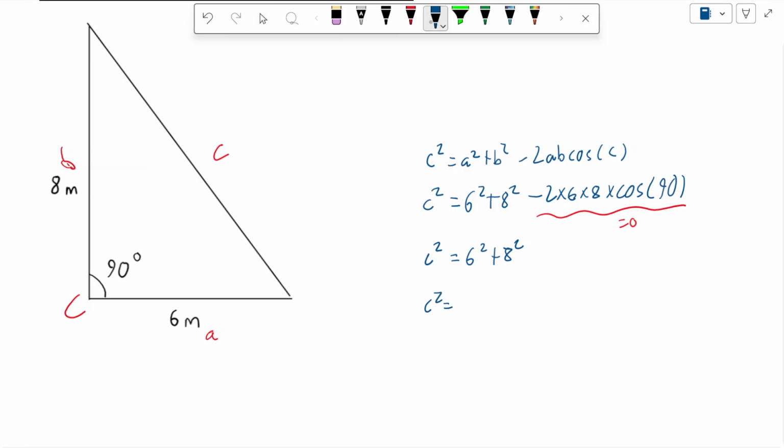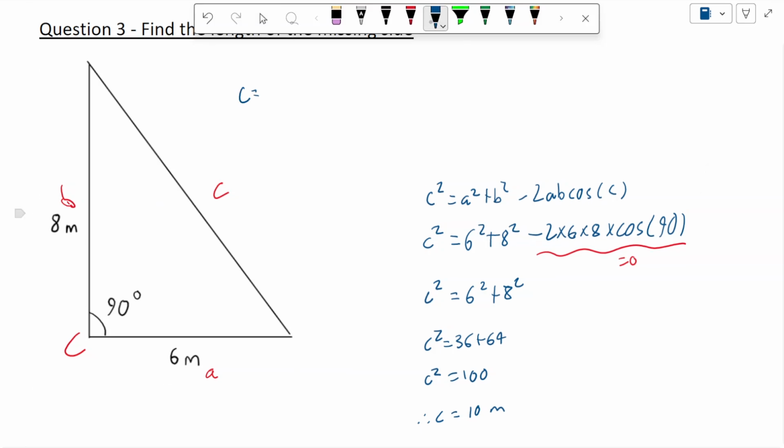So c squared is 36 plus 64, which is 100. So therefore c is 10 meters, which is exactly what you'd get if you just did c is root 8 squared plus 6 squared. So that is Pythag, and that is the cosine rule. Both give you the same answers, which I should hope so, because math is supposed to be consistent.